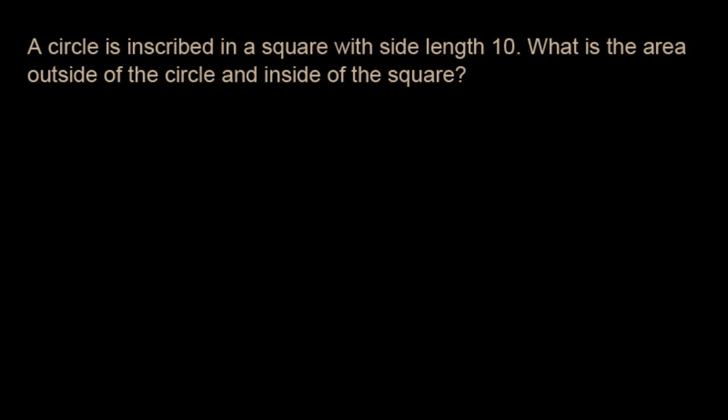This is a geometry problem. A circle is inscribed in a square with side length 10. What is the area outside of the circle and inside of the square?